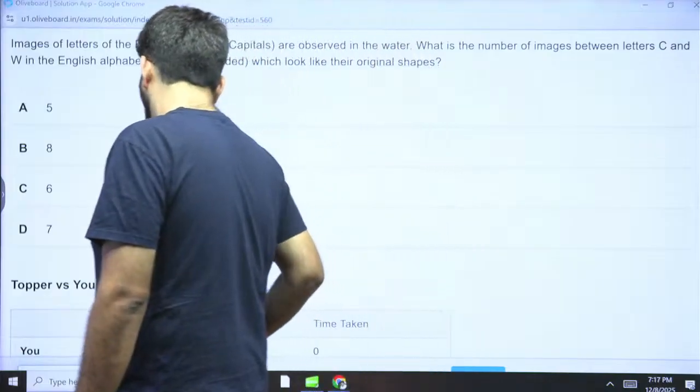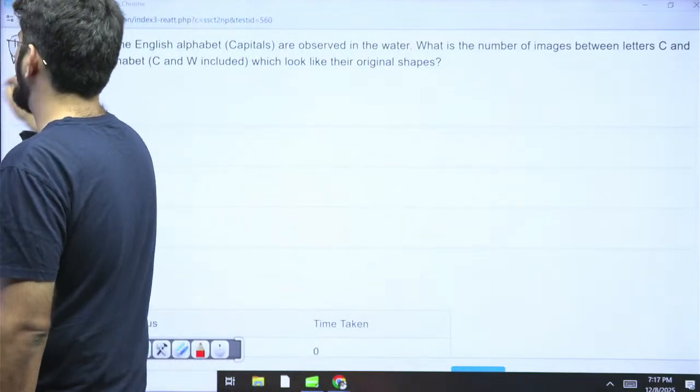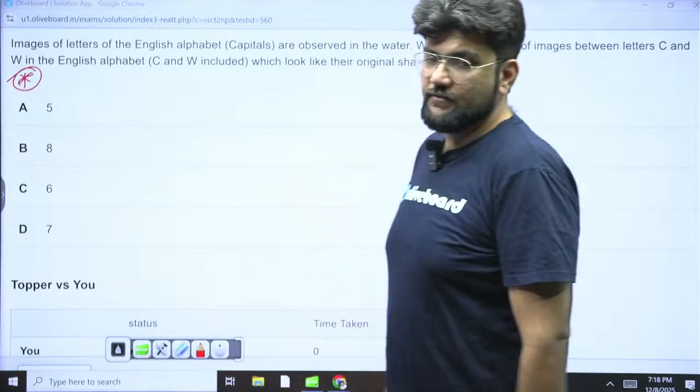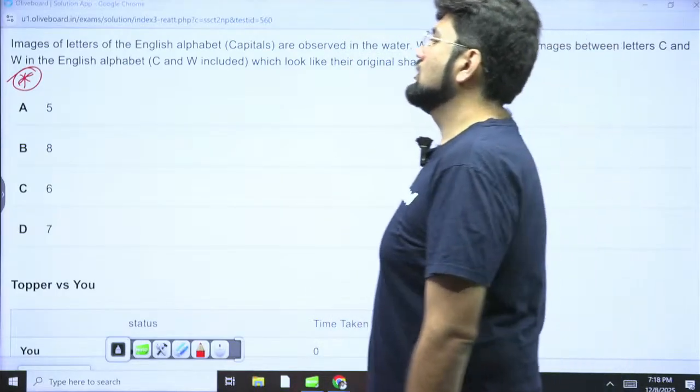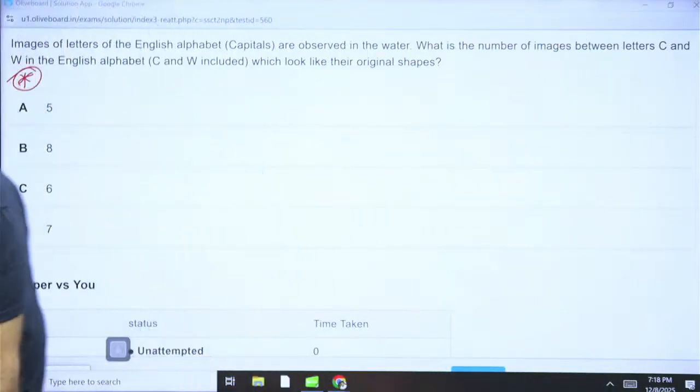Now a lot of people often get confused as to how to approach these questions. Whenever we come across a question where you need to check for the water image or the mirror image.